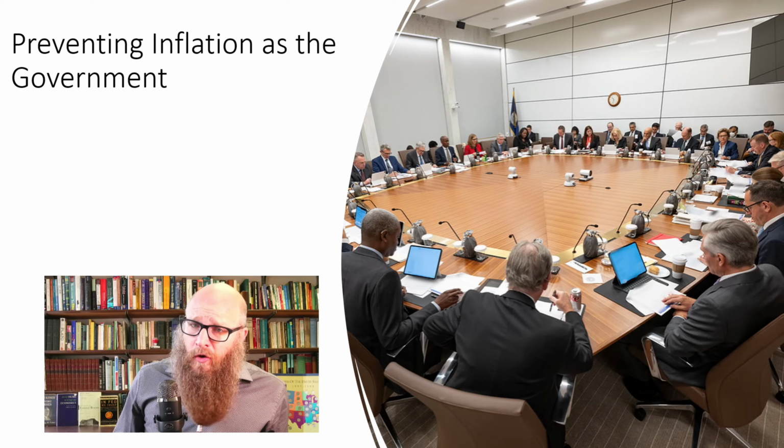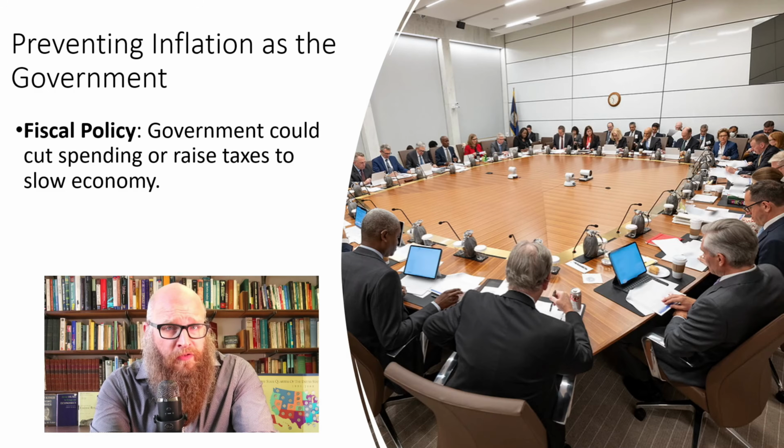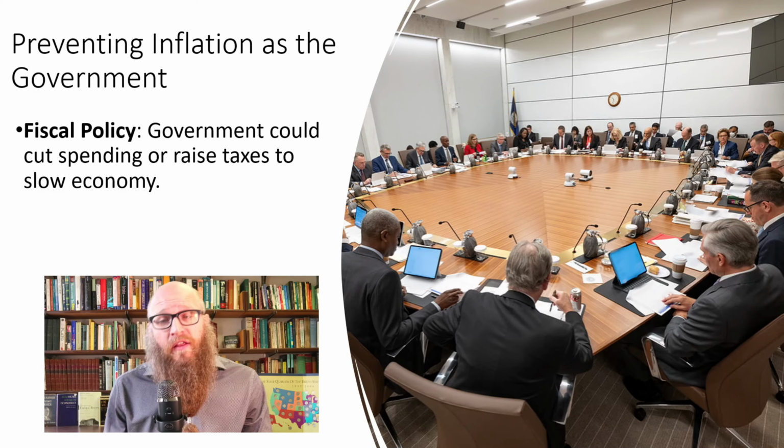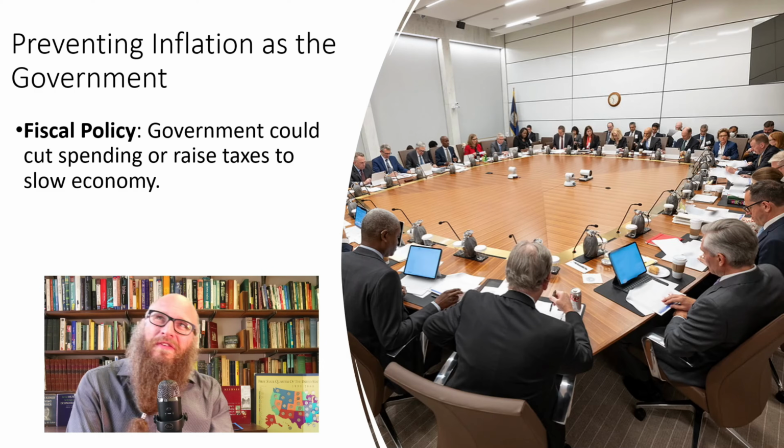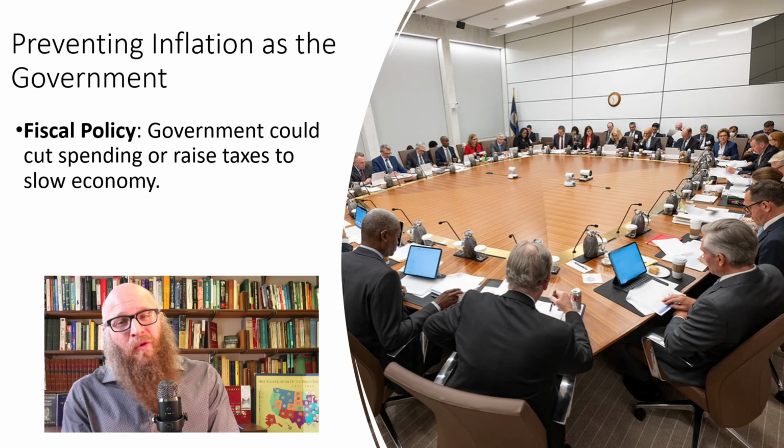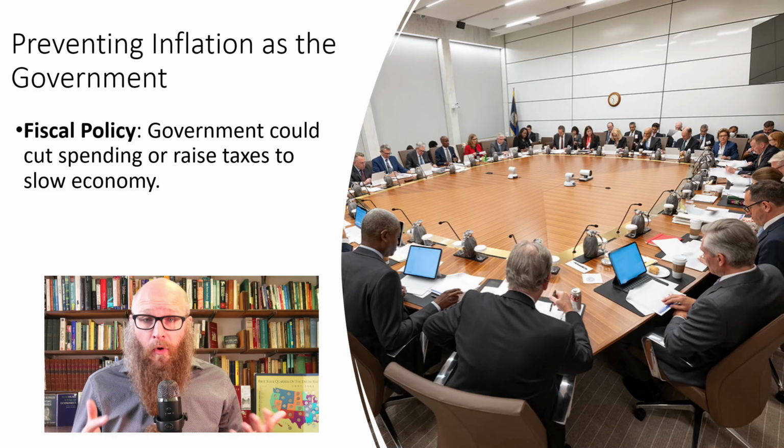What can the government do to prevent inflation? Number one is fiscal policy. Governments could slow down the economy by cutting spending or raising taxes. As you imagine, this one's not very popular. No politician likes to be the one to raise taxes or to cut spending for programs people rely on.